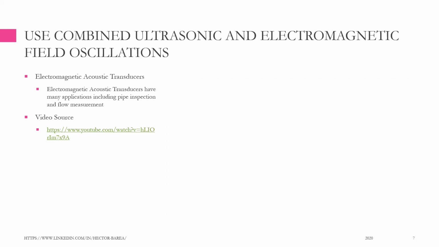Use combined ultrasonic and electromagnetic field oscillations. For example, electromagnetic acoustic transducers. Electromagnetic acoustic transducers have many applications including pipe inspection and flow measurement.